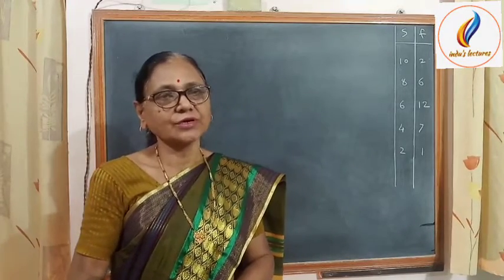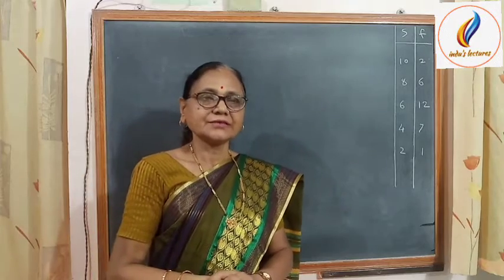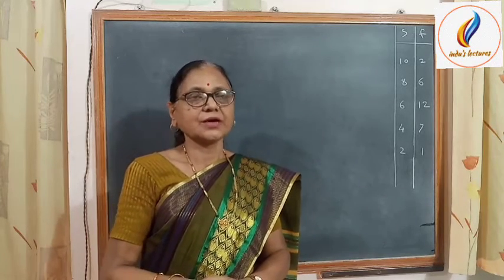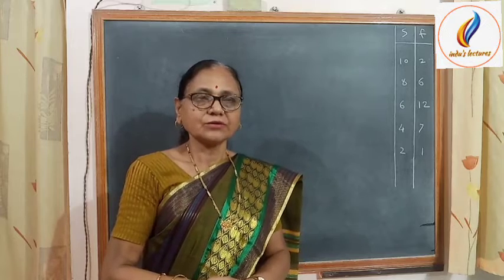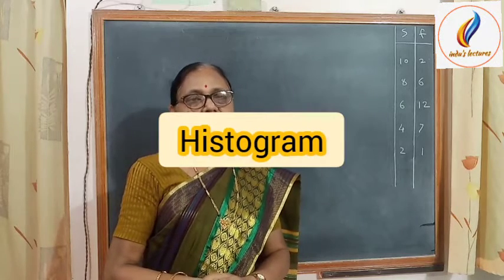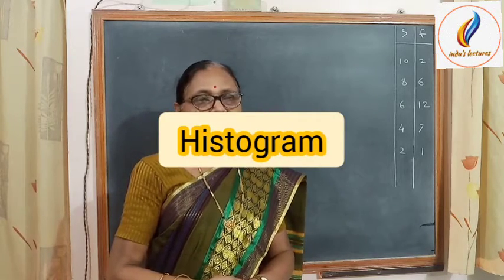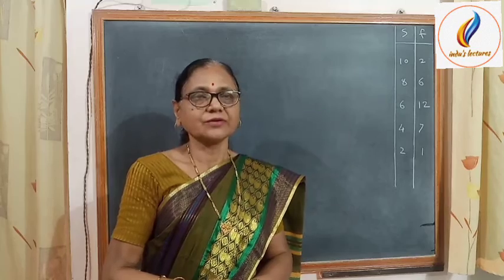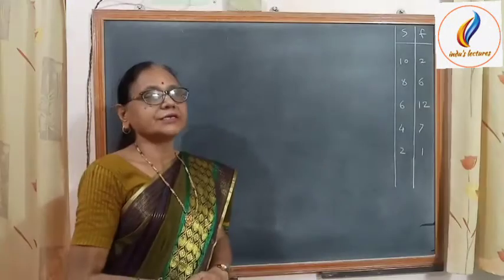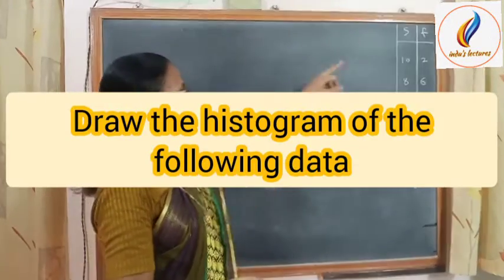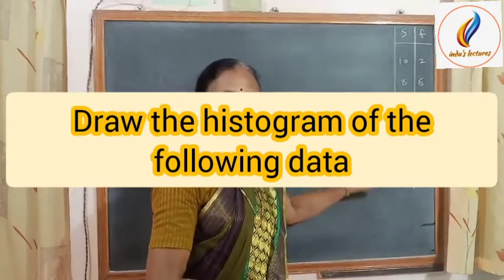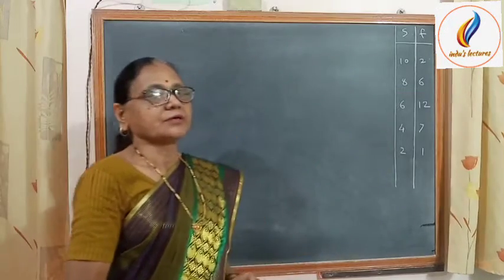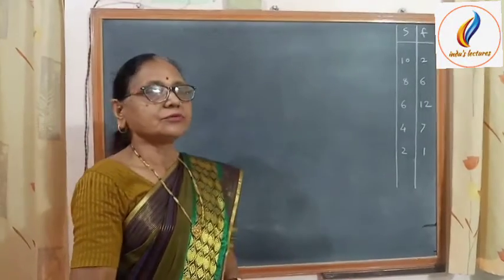Students, in the last part we discussed the histogram when the data is given as a class interval frequency distribution. In this part we will discuss the same graph, the histogram, but the data is given in the form of a score frequency distribution. Plot the histogram of the following data. Data is given in the form of score and frequency. So we have to draw the histogram now.